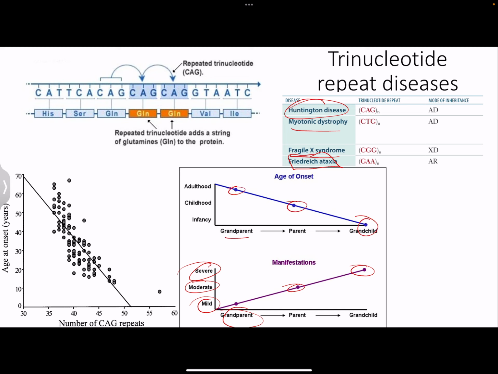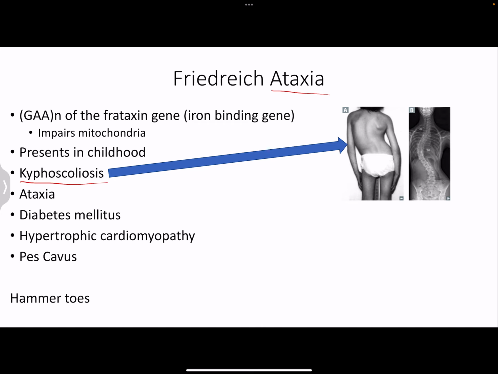Friedreich ataxia is the GAA repeat of the frataxin gene, which is important for iron regulation in the mitochondria. It's going to present quite early. You're going to have kyphoscoliosis, where you have both sagittal and coronal displacement of the spine. Ataxia, hence the name, so balance and coordination issues. Diabetes, hypertrophic cardiomyopathy, where the heart basically gets too big and you get a heart attack. So athletes in their early 20s might just die, basically.